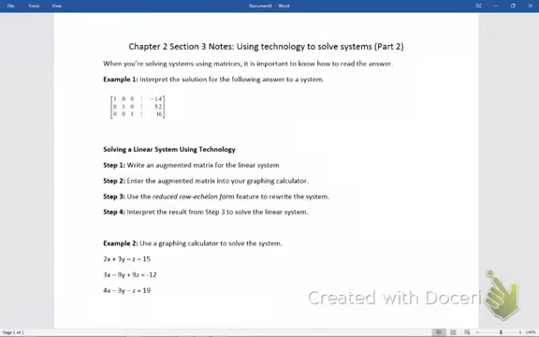Hi, welcome to Chapter 2, Section 3, Part 2. Now that you know about writing matrices, we need to learn how to use matrices to solve systems of equations, no matter how many variables, and how to interpret their solution. For example, in example 1, this is what a solution looks like after you put it into the calculator and it does it for you. I'm going to show you how to do that. This is what it looks like.